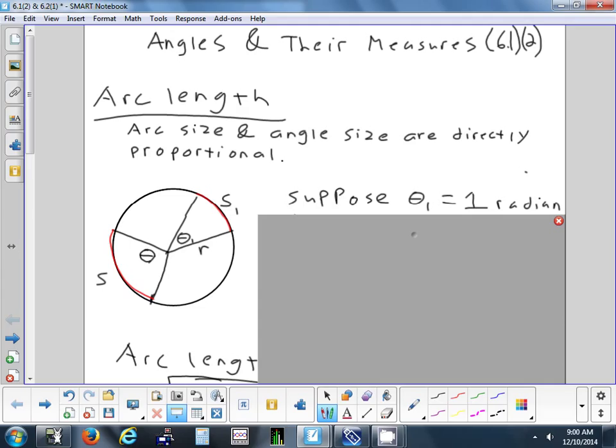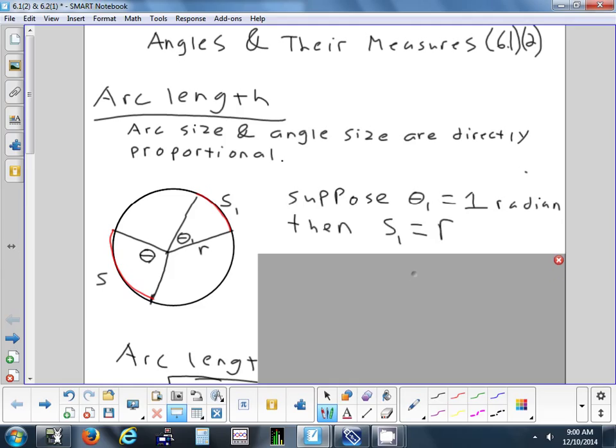Anybody remember how big that arc would be? If the angle is 1 radian, the arc size is the same as something else. And that's the key that's going to help us. Yeah, Michael? The radius of the circle? Yeah, the radius of the circle. So if theta 1 is 1 radian, then by the definition of a radian, we looked at that last time, the size of the arc and the size of the radius match. This is going to be our important fact.